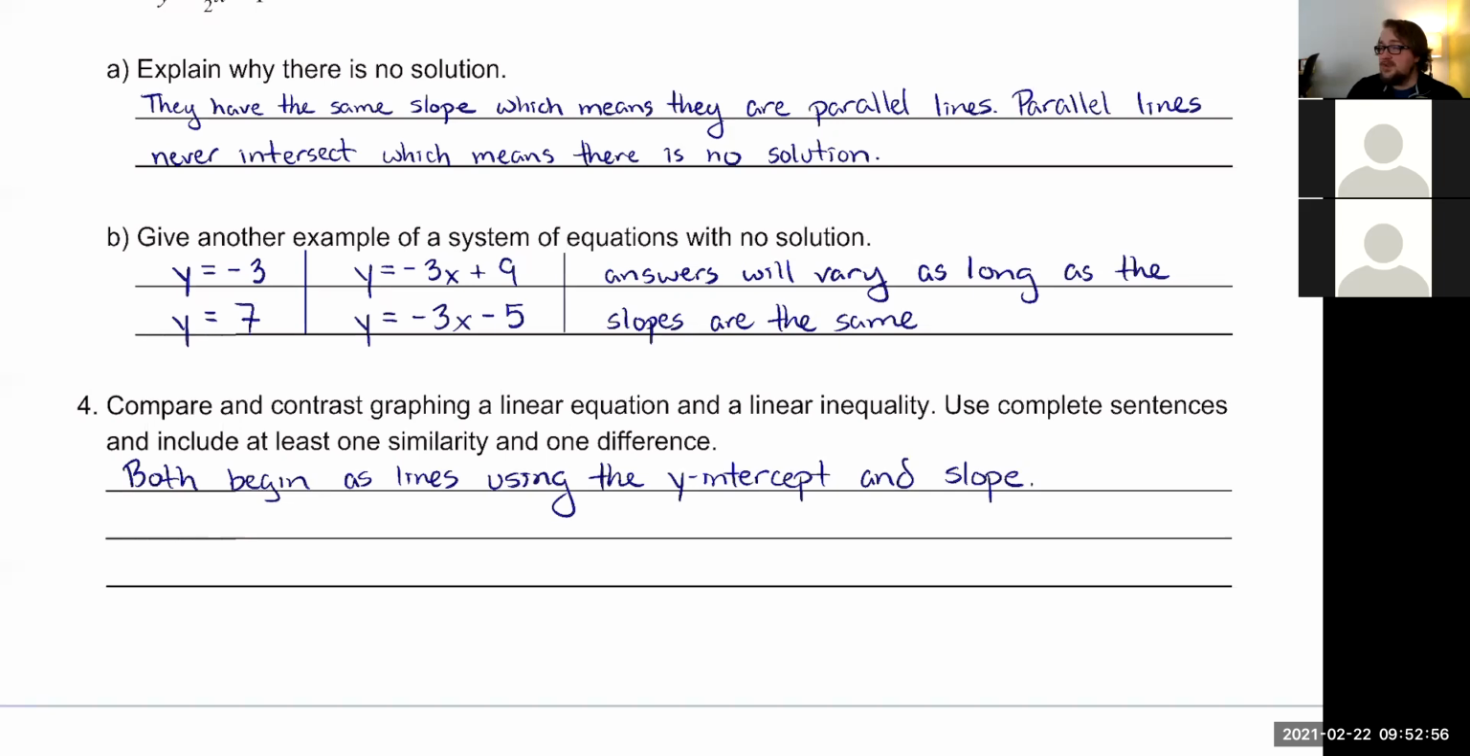Our difference, what's different between a linear equation and a linear inequality? An equation has a solution. An equation technically has lots of solutions because every point along that line is considered a solution. But if I were to graph just an equation and then next to it an inequality, what would be a very visual difference?